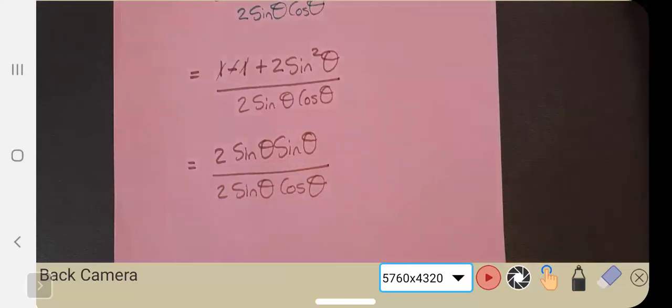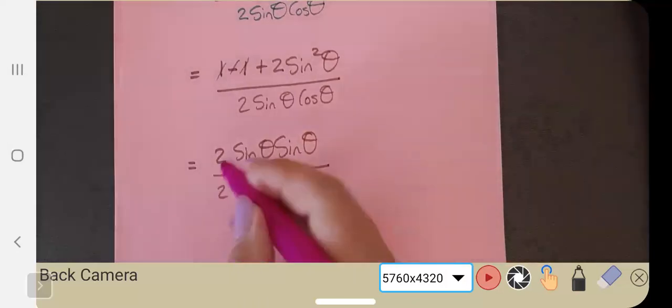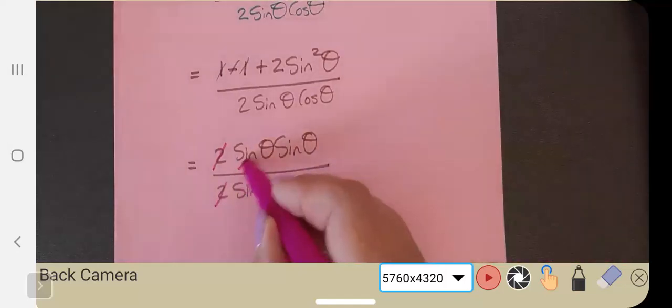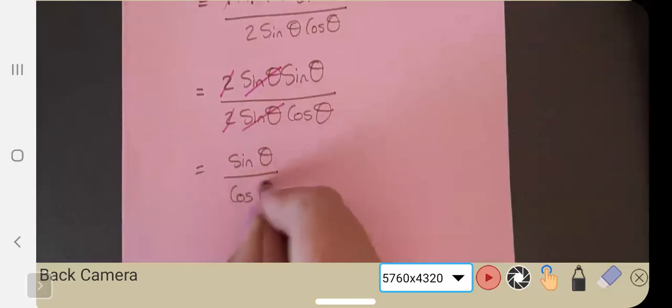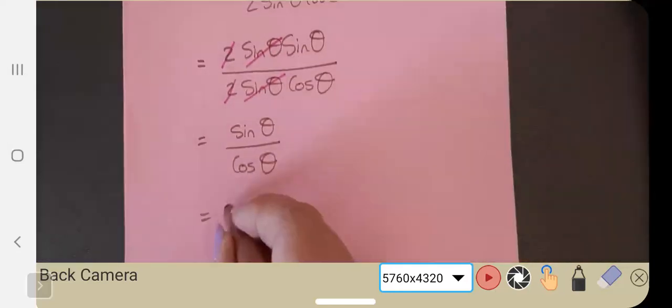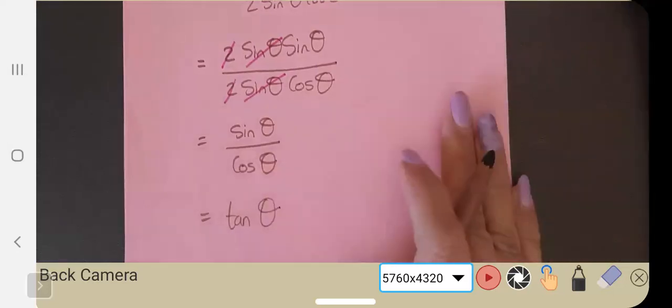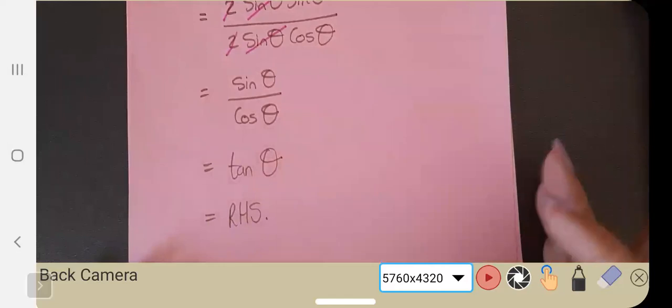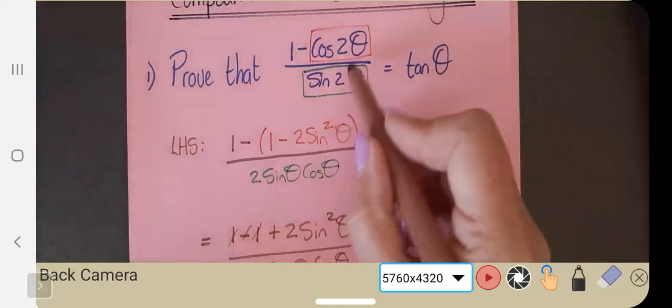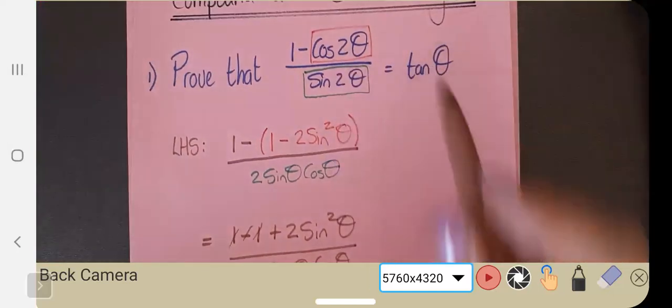And now everything, or most of it, can cancel out. The 2 with the 2, the sine with the sine, and we're left with sine theta over cos theta. And that is nothing else but tan theta. And there we have our right-hand side. And that's how we proved that this identity equals that identity.